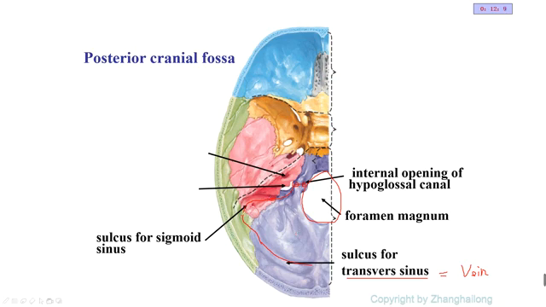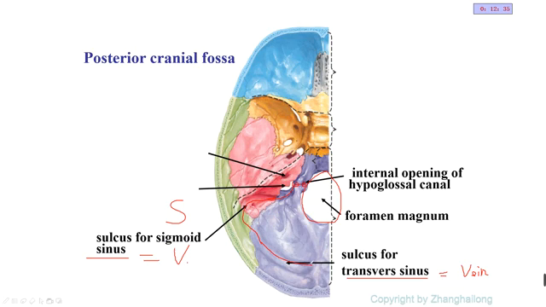There is another sulcus. This sulcus is for the sigmoid sinus. What's sigmoid? S-shaped. Yes, S-shaped. And you see this one is S-shaped. The S-shaped structure is the sulcus. And this sinus is another vein. This vein is the sigmoid sinus, also with venous blood flowing in it.